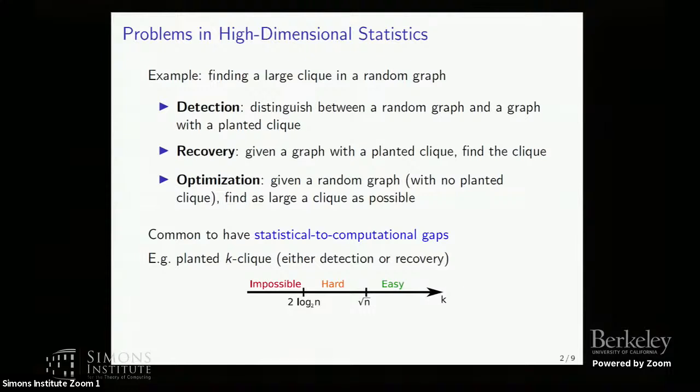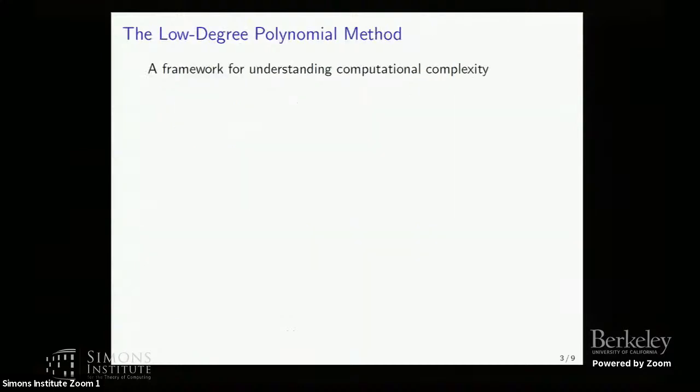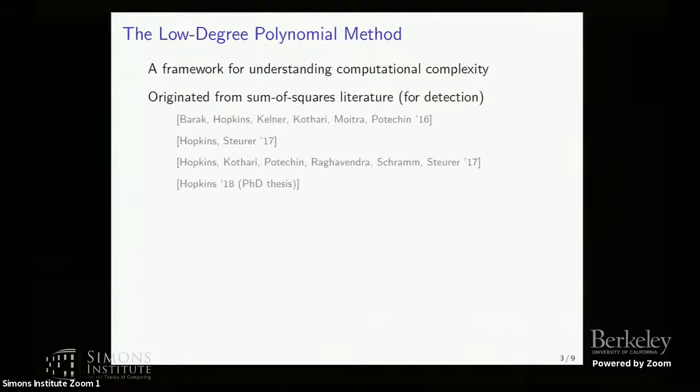But if I want a polynomial time algorithm, we actually only know this when the clique size is on the order of square root of n. And so in the middle, we have this hard region where we believe it's fundamentally hard. There should be no polynomial time algorithm. And we'd like to understand why that is, and hopefully understand it in a unified way that applies to all kinds of different problems. So the low degree polynomial method is one particular framework for trying to understand these things, and I will tell you a bit about it.